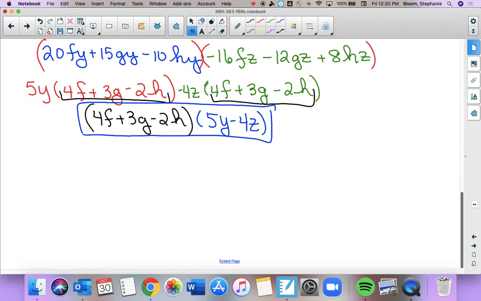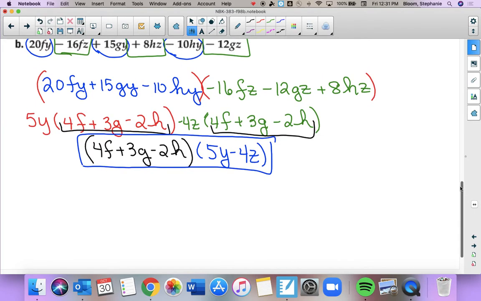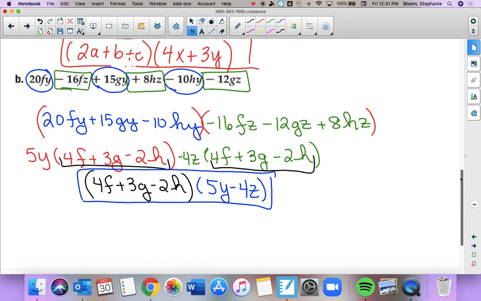Did we get this answer? As you're finishing up, take a look up here and see. It doesn't have to be in that order. You could have had 5y minus 4z times 4x plus 3g minus 2h. Again, the order doesn't matter. Does anybody have a question on that, maybe didn't get that, or you don't know where you made a mistake? Did everybody see that I rewrote this so that I could put my terms together that had things in common? So you might have to rewrite your polynomial to get your stuff together that matches, okay?